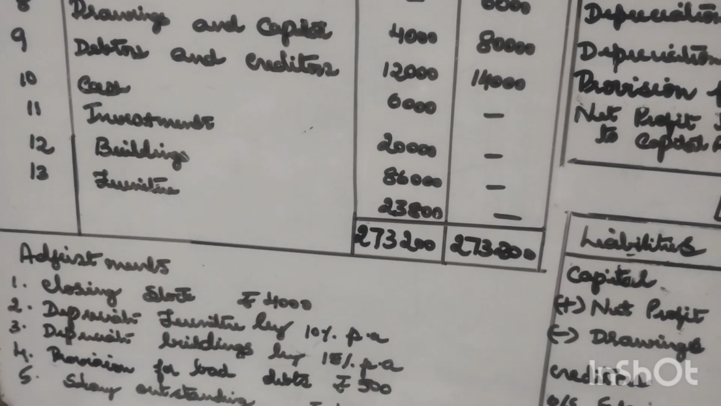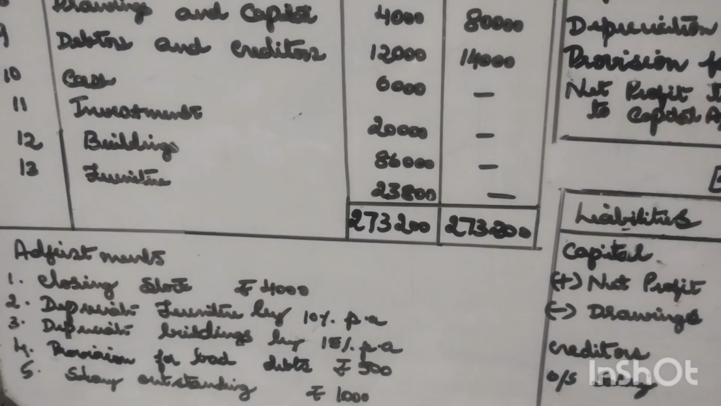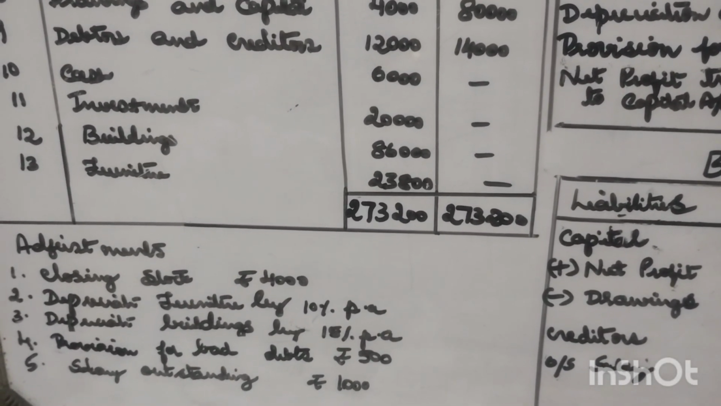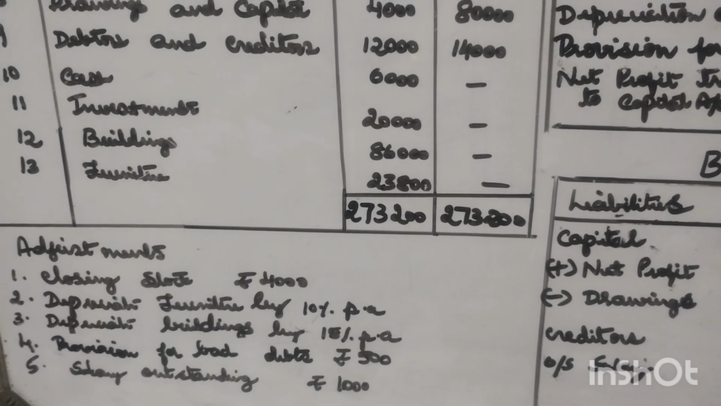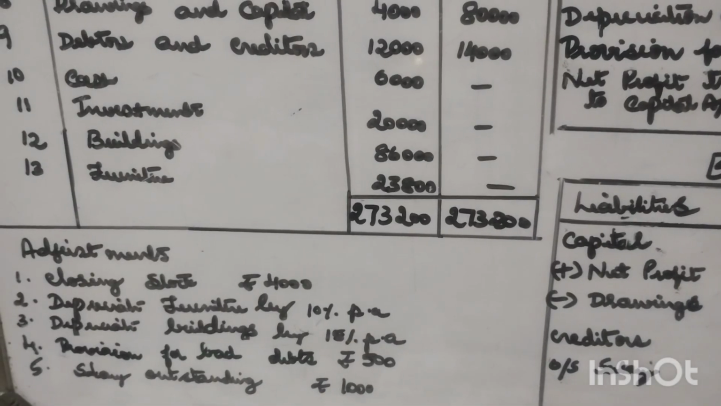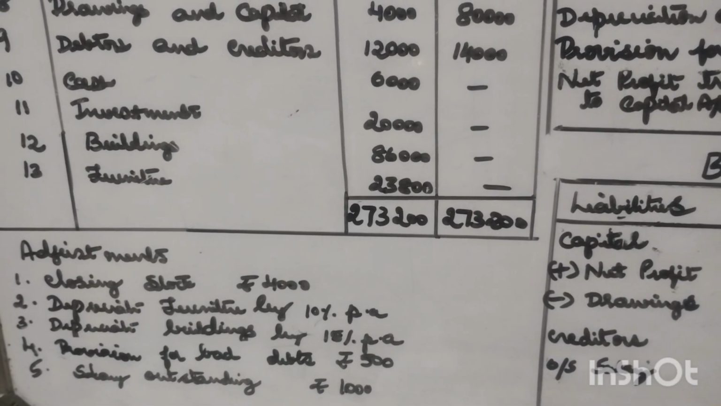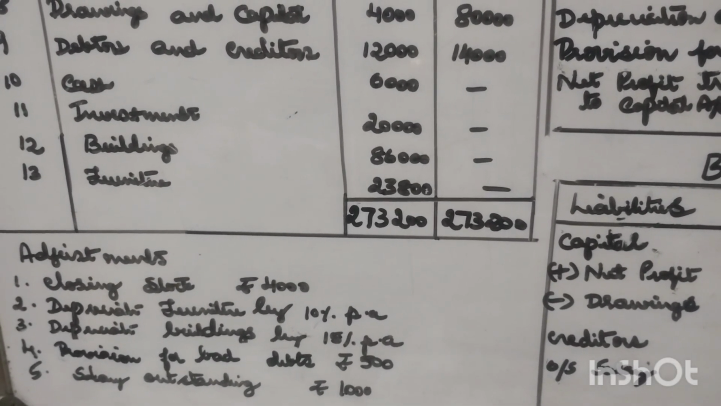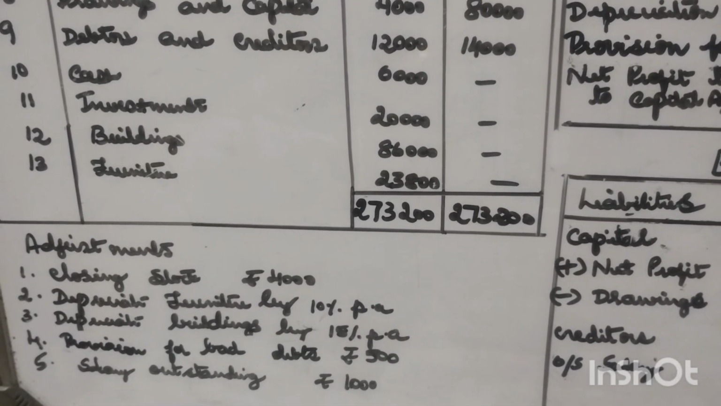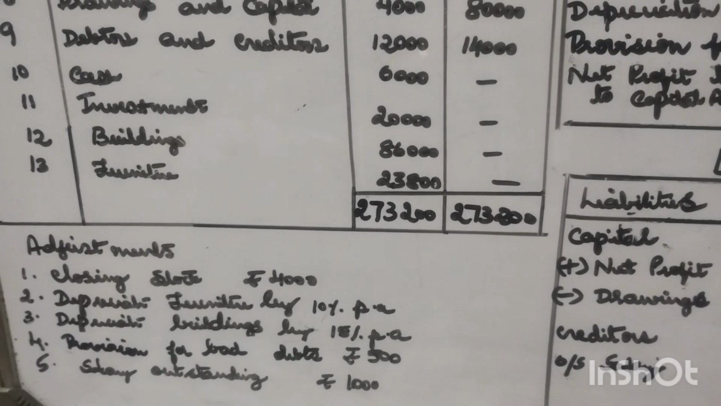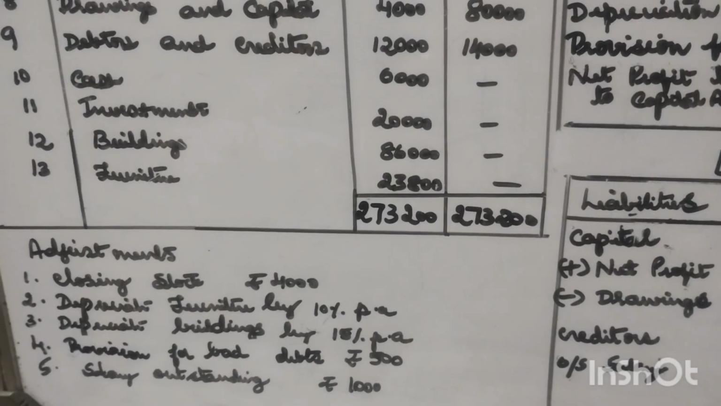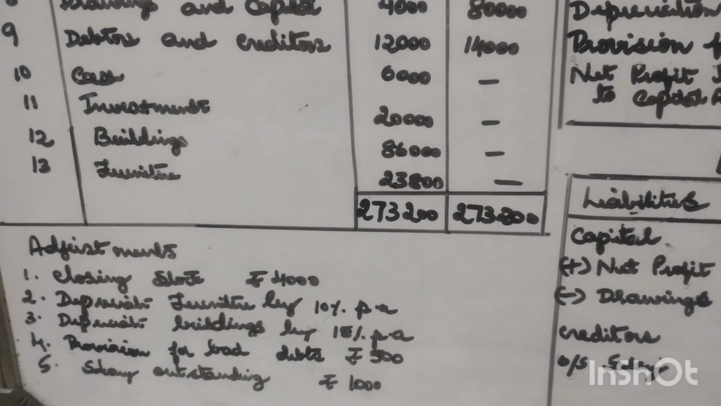Next, adjustments, two entries. Closing stock, one entry under the credit side of the trading account, another entry under the asset side of the balance sheet. Depreciation of furniture: depreciation appears on the debit side of the profit and loss account and it has to be deducted in the balance sheet. Depreciation on building: the depreciation amount appears under the debit side of the profit and loss account. It is a non-cash expense, and it is also shown in the balance sheet.